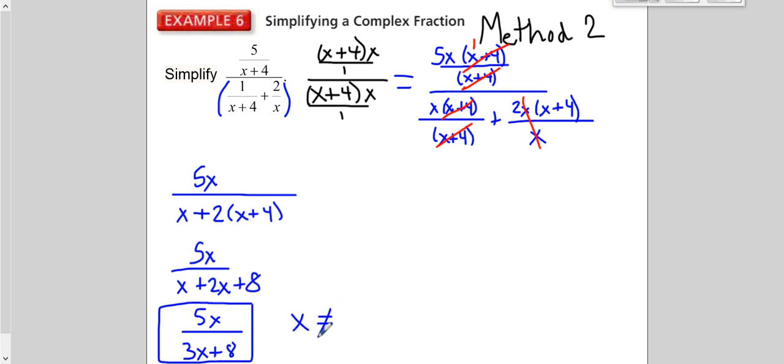Well, the way your textbook does this, Big Ideas Math, they don't worry about this being 0. What they worry about is what changed from the beginning to the end, and that is that back in the beginning, x plus 4 couldn't be 0 and x couldn't be 0. So x can't be 0, and if x plus 4 can't be 0, then x can't be, what would make that a 0? Negative 4. So those are the two things we have to write down that x is not allowed to be. And that's example 6.